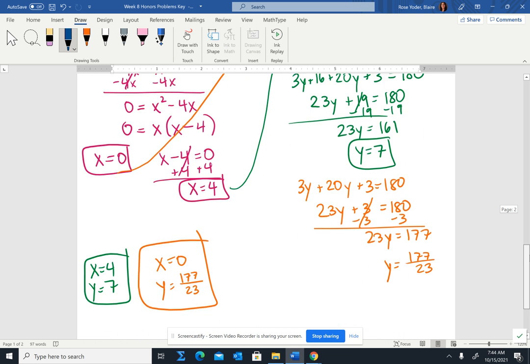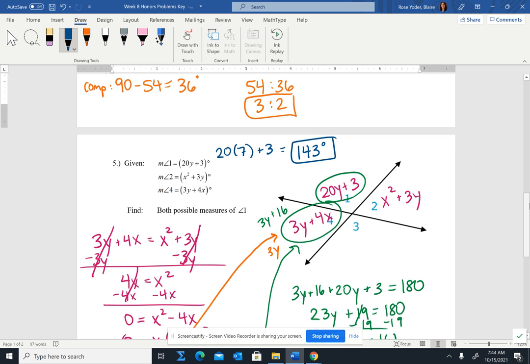Or the other possible measure is I'm going to plug in 177 23rds. 20 times 177 23rds plus 3. I could keep it exact and keep it as a fraction, or at this point, since it's the end of the problem, it's probably okay for me to round. So I'm going to call it 156.91 degrees. So that was a tricky one.